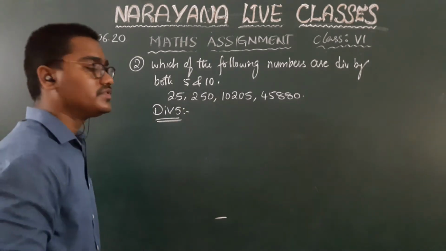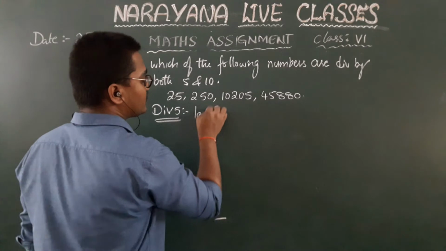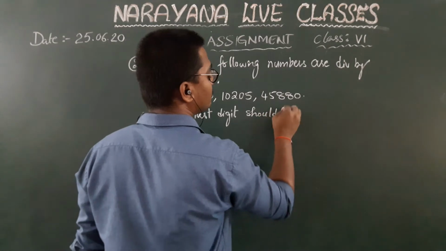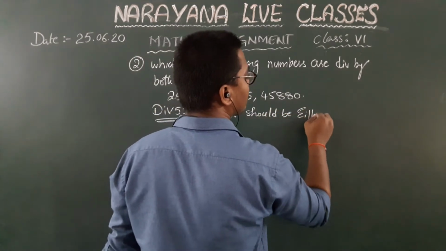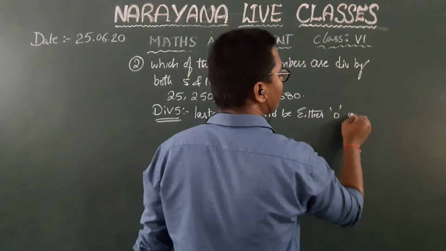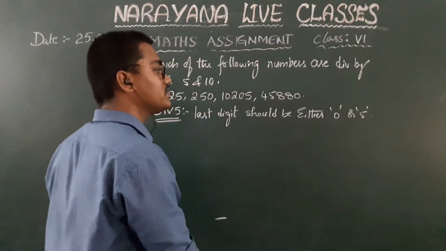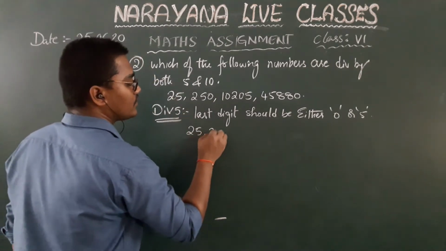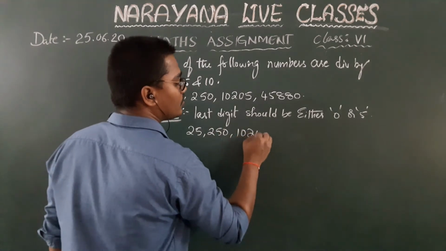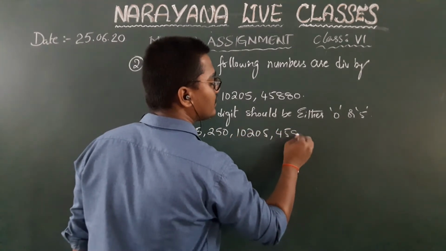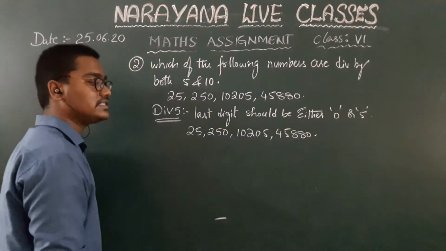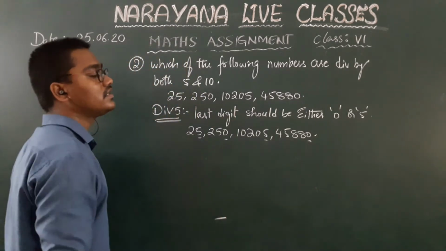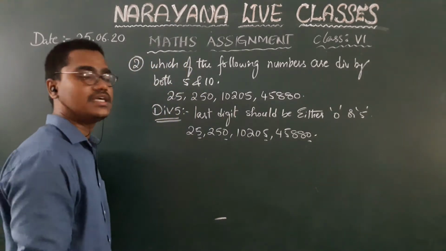The divisibility rule for 5 is that the last digit of a given number should be either 0 or 5. If the last digit is either 0 or 5, then the given number is divisible by 5. See, 25, 250, 10,205 and 45,880, all these numbers end with either 0 or 5. That means all the numbers in this series are divisible by 5.